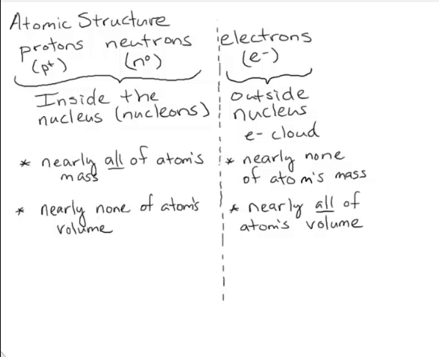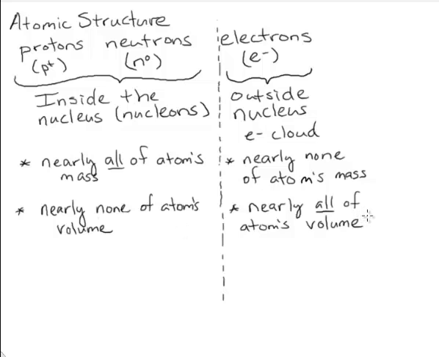In Ernest Rutherford's gold foil experiment, that's what he discovered. He discovered that, hey, there's this nucleus. It's really, really small, and it's really, really dense. When we think about density, density is mass divided by volume. Looking at this atomic structure where nearly all of an atom's mass is in the nucleus, but nearly none of the atom's volume, what that does in that equation, density equals mass over volume, is make the numerator very large and the denominator very small, which makes the density extremely large when those conditions exist.